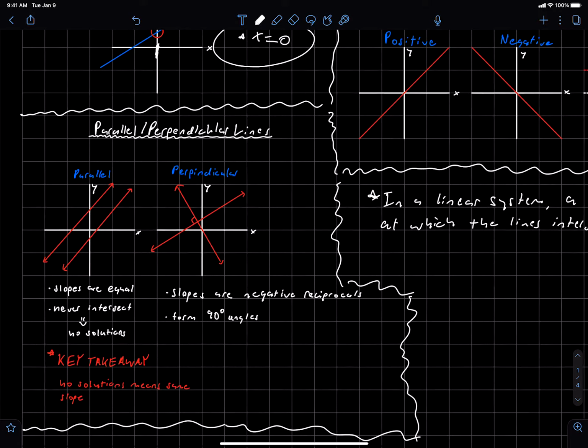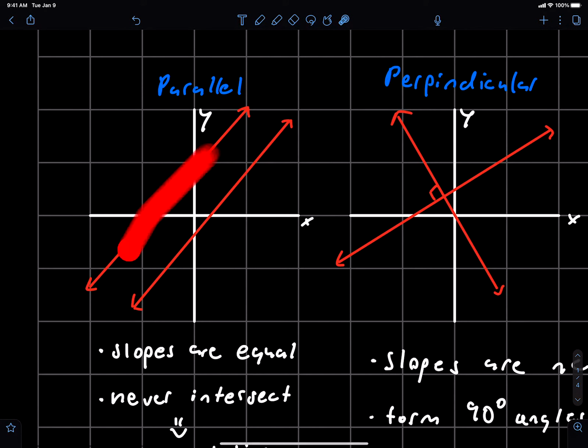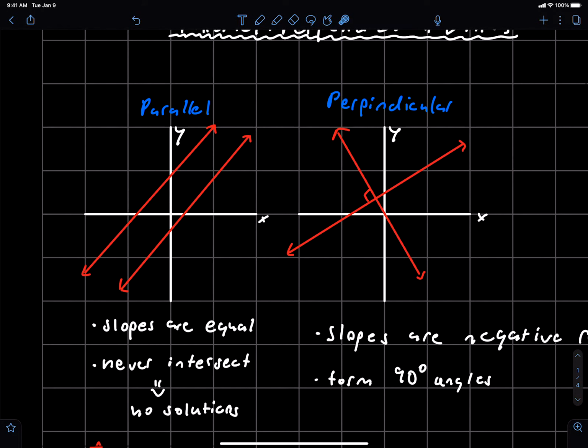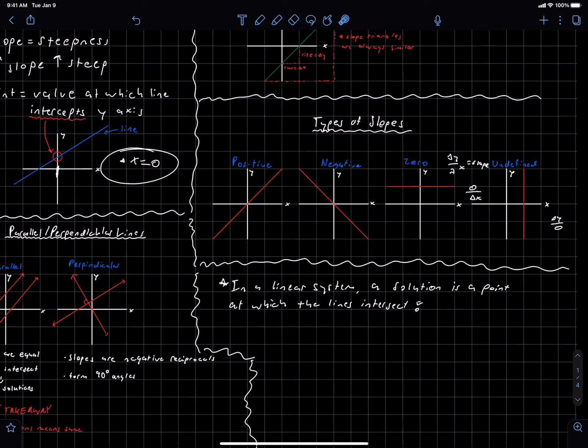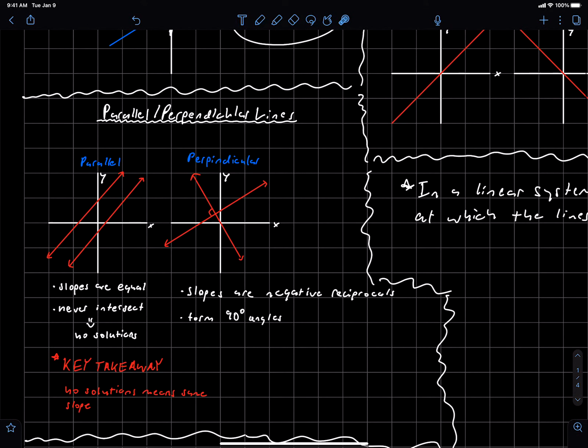Let's talk about parallel and perpendicular lines. So parallel lines look like this right here. They have the same slope, so the slopes are equal, and they never intersect, which means that they have no solutions, because in a linear system, a solution is a point at which the lines intersect, but in this case, they do not intersect, meaning we have no solutions.